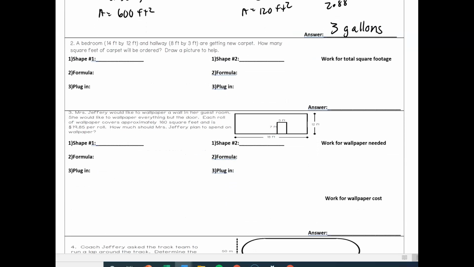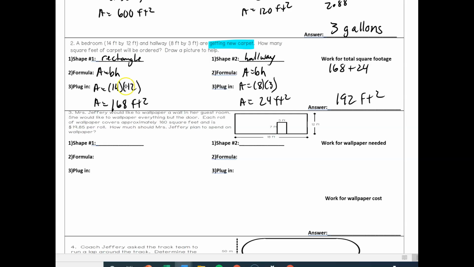All right. Number 2, a bedroom, 14 by 12, and a hallway, 8 by 3, are getting new carpet. Again, carpet, you should probably think just like paint area. How many square feet of carpet will be ordered? So we can assume that the bedroom and the hallway are both rectangles because they only gave us those 2 dimensions. So we're going to go ahead and say area is equal to base times height for both. And what I'd like you to do is go ahead and give me your answer for the total square footage in Edpuzzle. So our bedroom gives us 168. Our hallway gives us 24. If I add 168 and 24 together, I should get my answer of 192 feet squared.